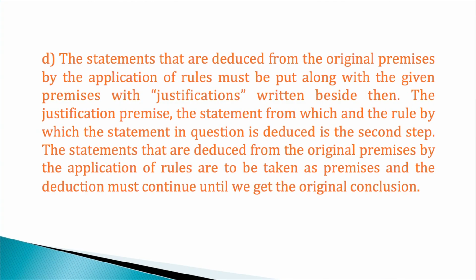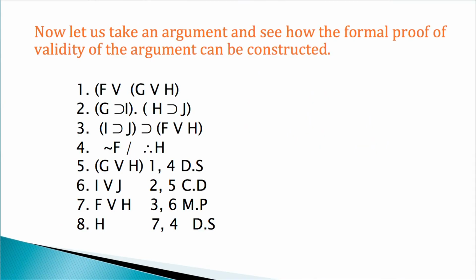The justification, that is the premise, the statement from which and the rule by which the statement in question is deduced, is the second step. The statements that are deduced from the original premises by the application of rules are to be taken as premises, and the deduction must continue until we get the original conclusion. Now, dear learners, we take an argument and see how the formal proof of validity of the argument can be constructed.